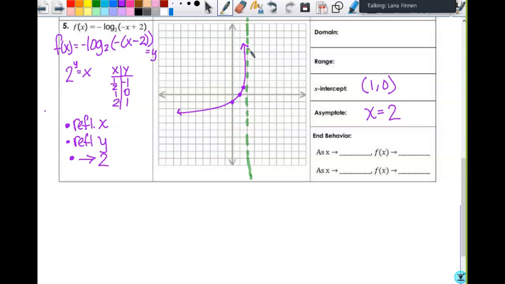So now I can answer the rest. The domain goes from -infinity to where? 2. Range is -infinity to infinity. It will be that on all of them. I already have my x-intercept and my asymptote.